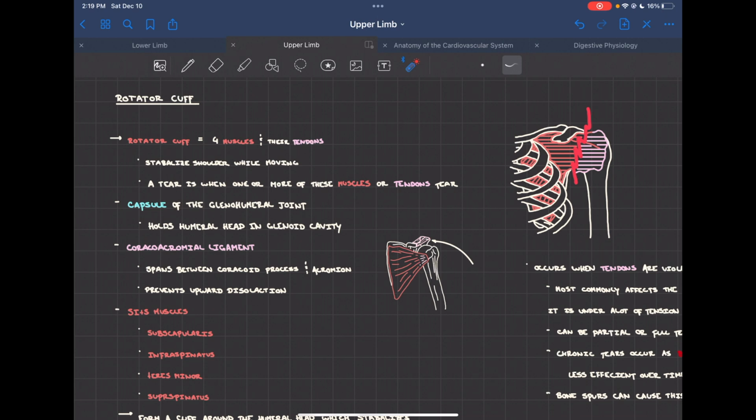Hey folks, we're going to be talking about the rotator cuff today. We're going to go ahead and define that term, talk about the constituent components of the rotator cuff, and talk about what happens when this area is injured. So without further ado, let's dive in.